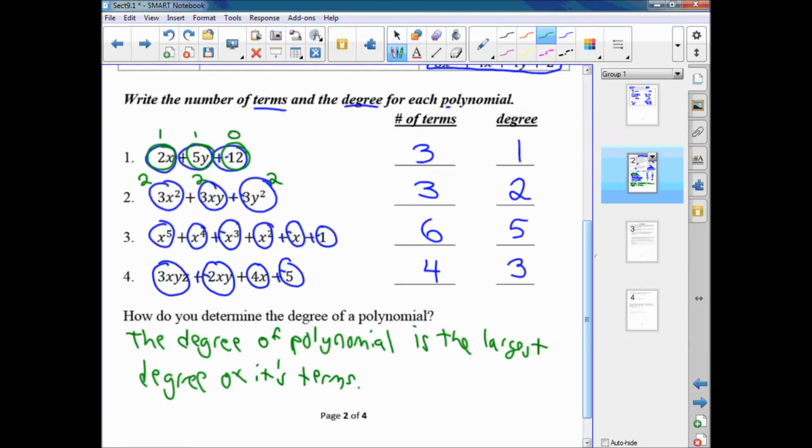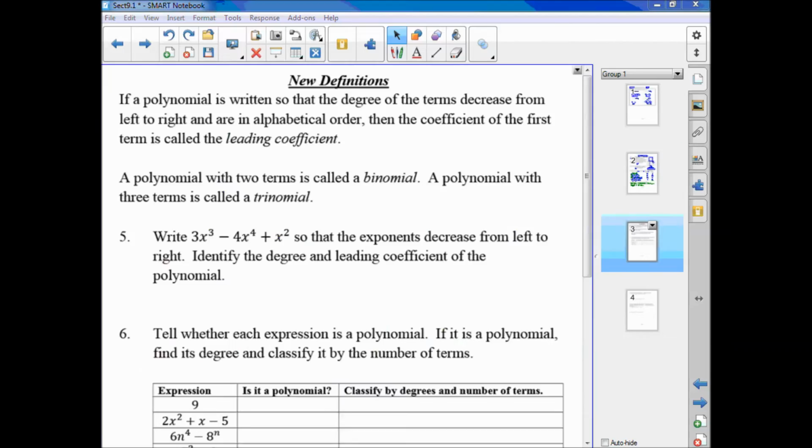If we look at number 3, the first term has a degree of 5, the second one has a degree of 4, and then 3, and then 2, and then 1, and 0. So that has a degree of 5 because 5 is the biggest degree. And number 4, we have a degree of 3, 2, 1, and 0. So the biggest of all those terms is 3, and that's why 3 is the degree of the polynomial.